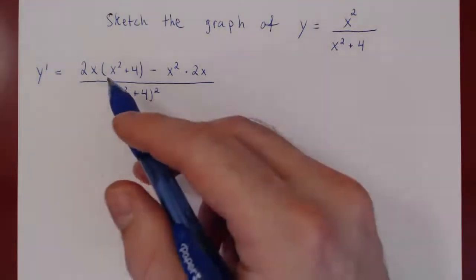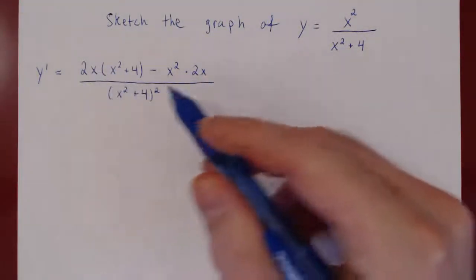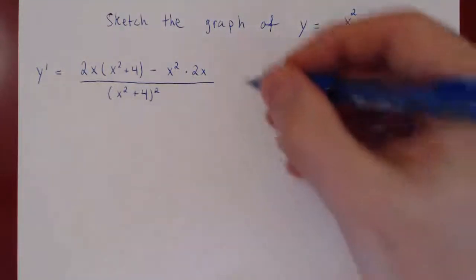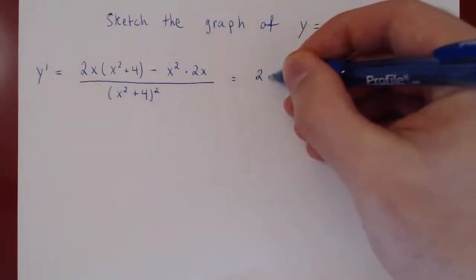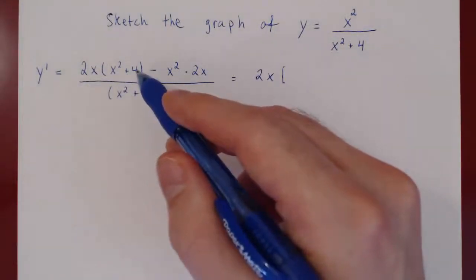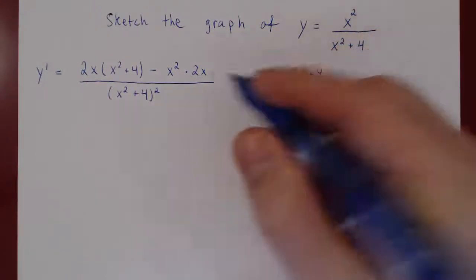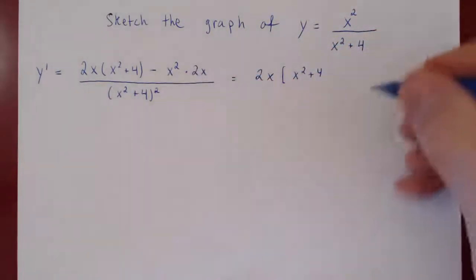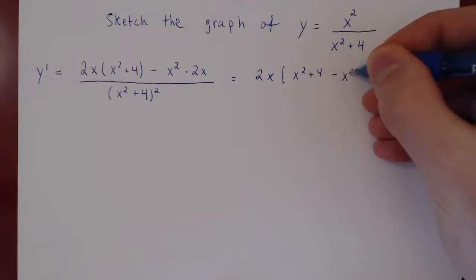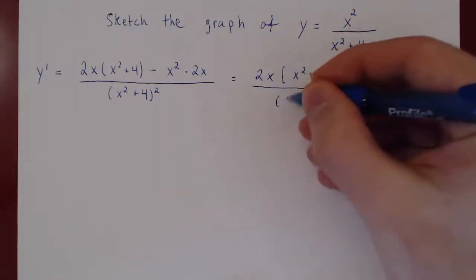As always, we're going to try and simplify, so we factor common terms. There's a 2x in both of these terms. It's a common factor. We can factor it. And so we'll get a 2x. If we factor 2x, we're left with x squared plus 4, minus x squared, over x squared plus 4 all squared.